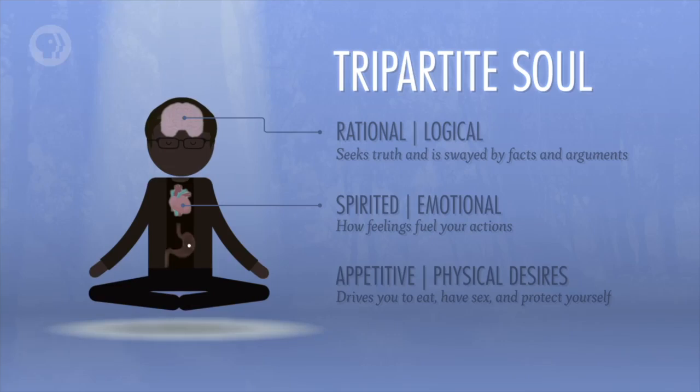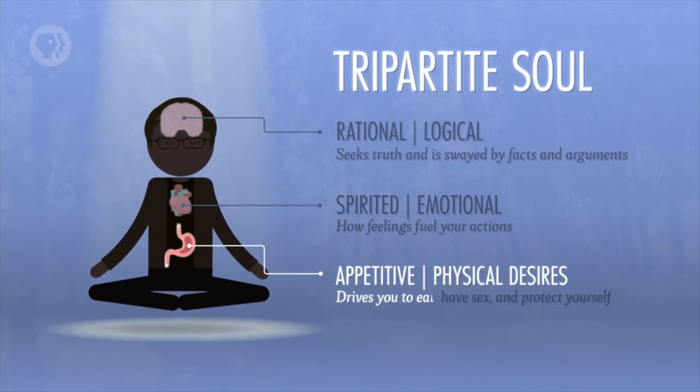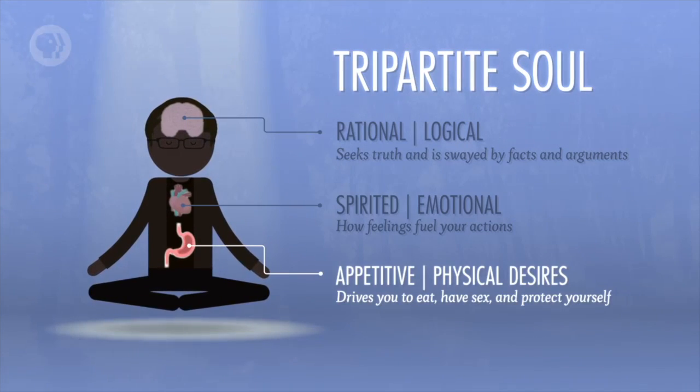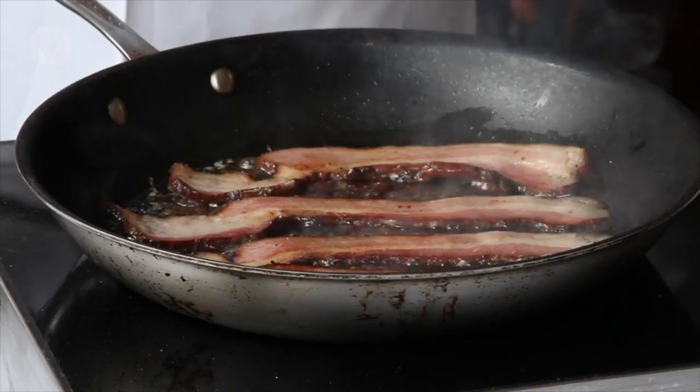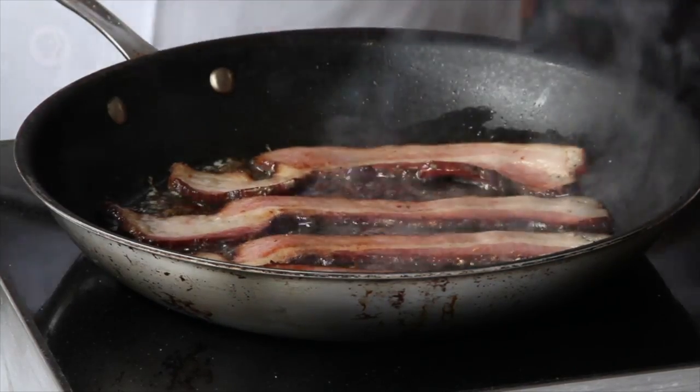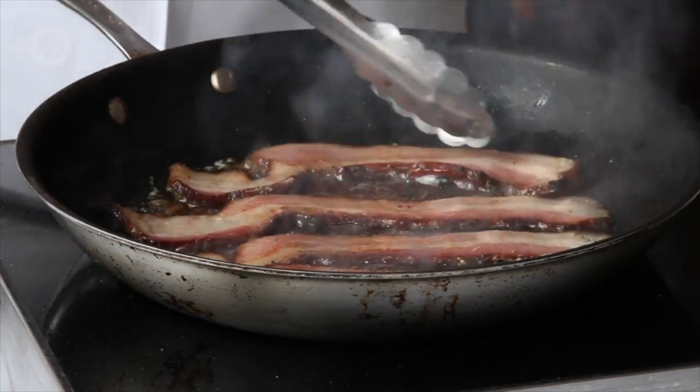But we share the next part of our soul with other animals, be they pig, or moose, or aardvark. The appetitive part is what drives you to eat, have sex, and protect yourself from danger. It is swayed by temptations that are carnal and visceral. So at those times when you go ahead and just eat all the bacon because it just smells so dang good, the appetitive aspect of your soul is in control.